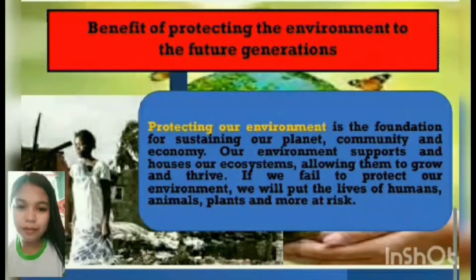Benefit of protecting the environment to the future generations. Protecting our environment is the foundation for sustaining our planet, community, and economy. Our environment supports and houses our ecosystems, allowing them to grow and thrive. If we fail to protect our environment, we will put the lives of humans, animals, plants, and more at risk. Benefits like improved water quality and air quality, increases in biodiversity and habitat protection, and reduction in greenhouse gases are all inherent in a strategy that protects and preserves land.